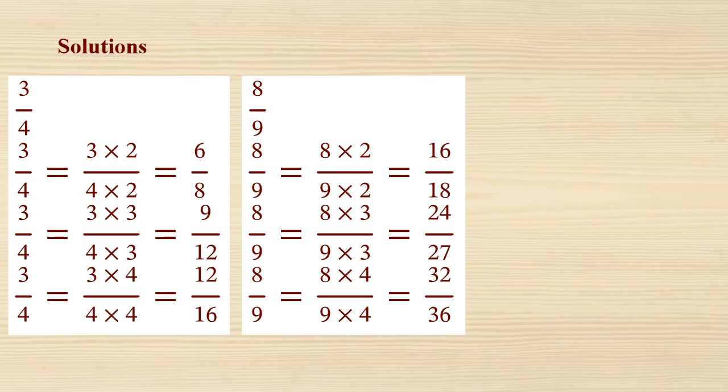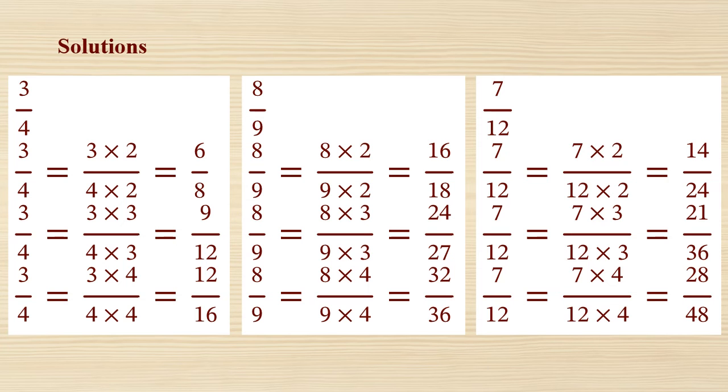The second one is 8 over 9. When you multiply by 2 over 2, you get 16 over 18. When you multiply 8 over 9 by 3 over 3, you get 24 over 27. When you multiply 8 over 9 by 4 over 4, you get 32 over 36. That is, the first equivalent fractions of 8 over 9 are 16 over 18, 24 over 27, and 32 over 36.